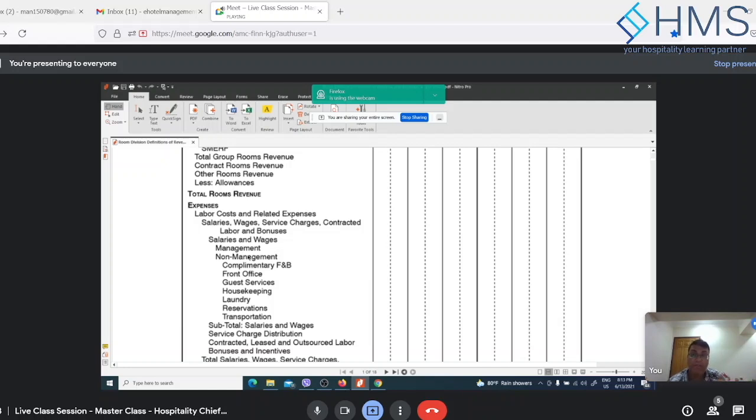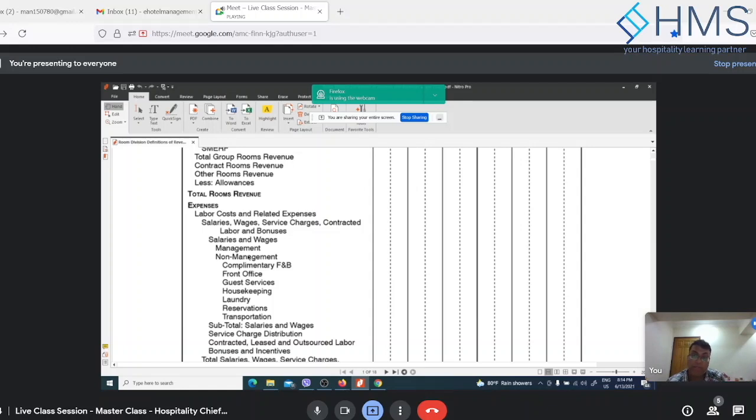Laundry department. The laundry department in many hotels will be a separate department, where if they are serving the outside guest laundry as well, then laundry department will not be a part of the rooms division. But in many hotels, the laundry is included as a cost center in the rooms division, so laundry will be separated here. And you have reservations.